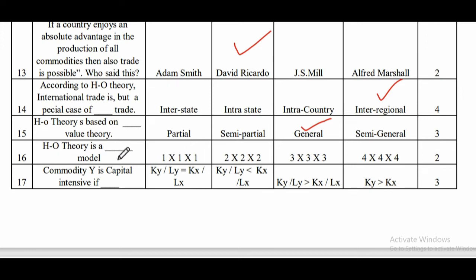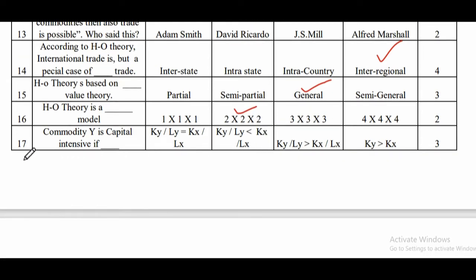Next one is, HO theory is dash model. 1 into 1 into 1. Second option is 2 into 2 into 2. Third option is 3 into 3 into 3. Fourth option is 4 into 4 into 4. Now, HO theory is the model of 2 into 2 into 2. So this is the correct answer.